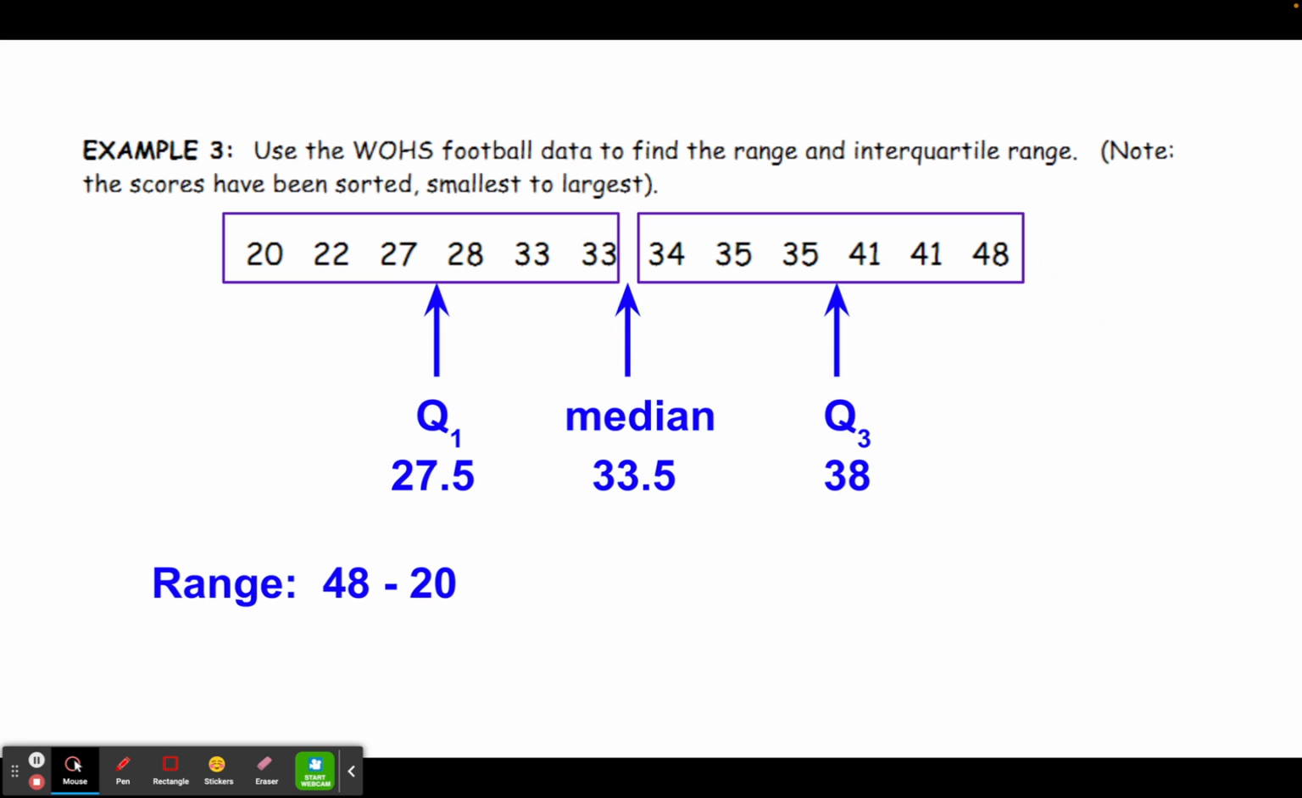Now I can find my range, because my range is my high score minus my low score. So 48 minus 20 would give me a range of 28 points. The interquartile range, which we abbreviate IQR, is Q3 minus Q1, and that gives me an IQR of 10.5.